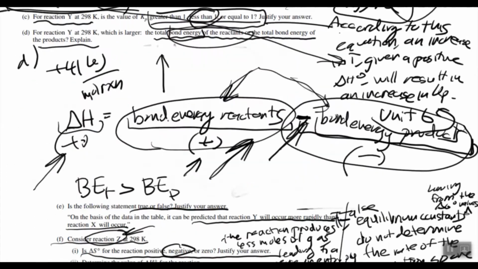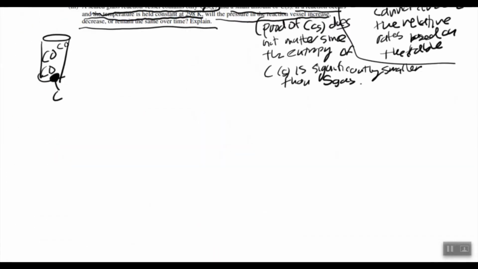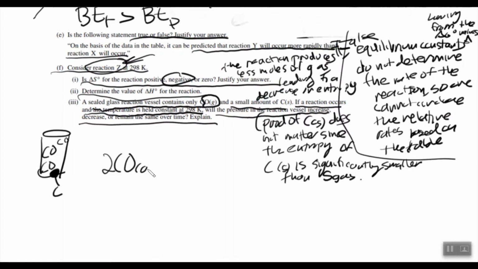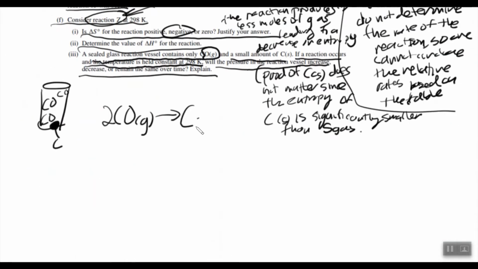So 2 COs, let's write that out. 2 CO gas becomes, I forgot, I think it's just C and CO2, all right? C solid plus CO2 gas. So it's saying the reaction occurs.